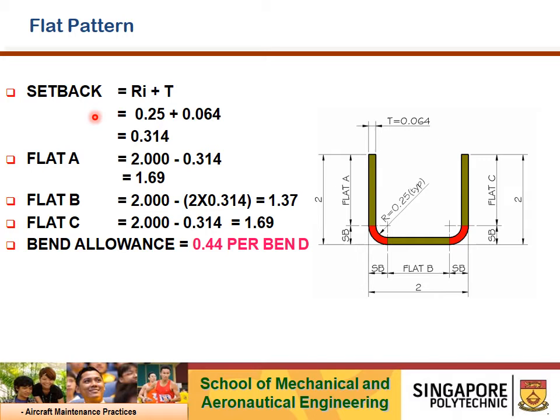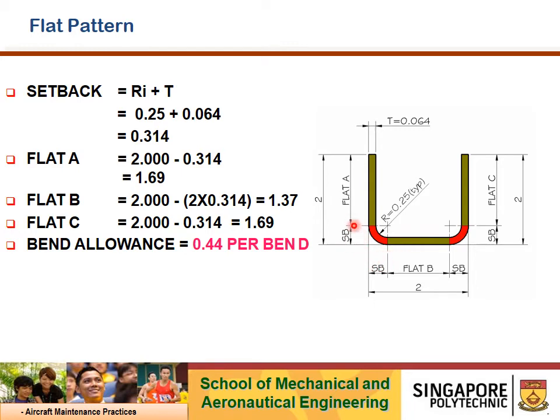In this case, the setback calculation Ri plus T for this U channel is correct because K is 1. For 90 degree, K is 1, right? So they just did not put in the K value. Ri plus T times 1 is equal to that value. So 0.25 plus 0.064 inch will give you 0.314 inches. 0.314 inches is the setback, you can see.